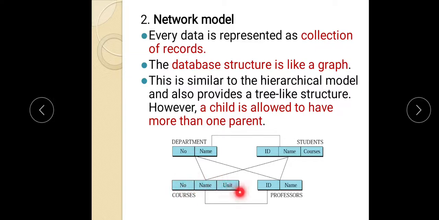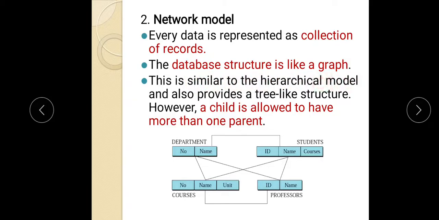Look here, this node has two parents, this one and this one. This one also has two parents, this one and this one. Such a model is called a network model. Every piece of data is represented in a collection of records, and these records are connected in such a way that they use the concept of a graph. That is, each node can have a relationship with any other node. Clear? So the database structure is like a graph.